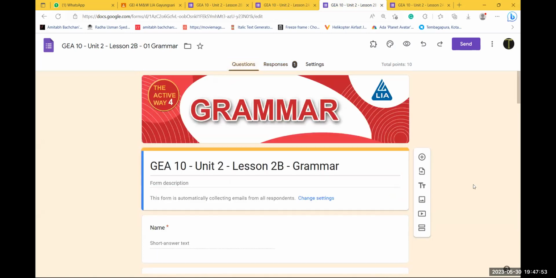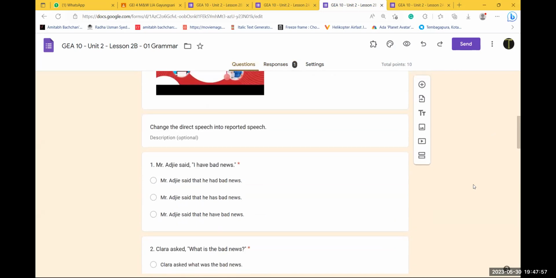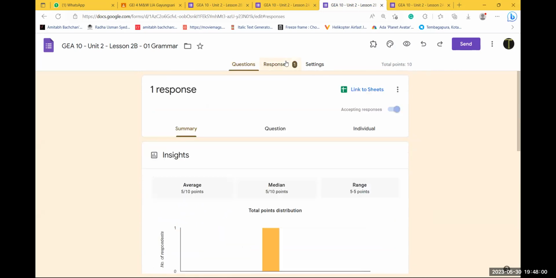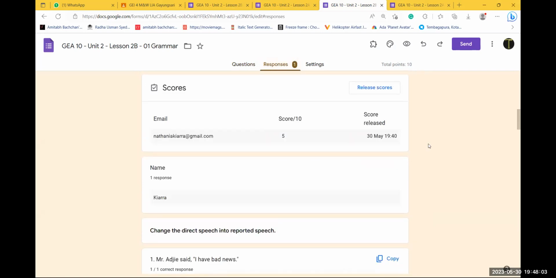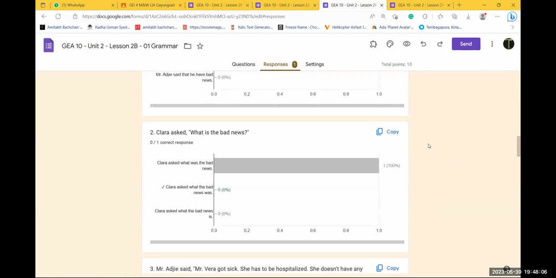Yes, Miss. Okay, if you see this one, you got number 1 correctly, I think. Let me check. Yep, you got number 1 correctly. Number 2, however, is incorrect because you didn't change the position of the verb. You can see your answer there. It says what is the bad news, and you simply changed it to what was the bad news without switching it. Okay, now let's practice with this one.